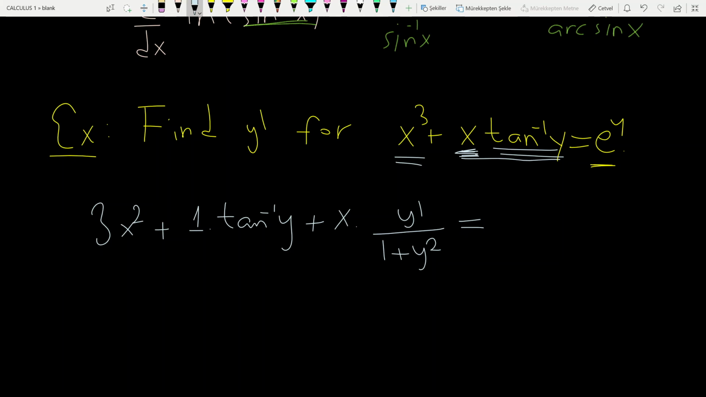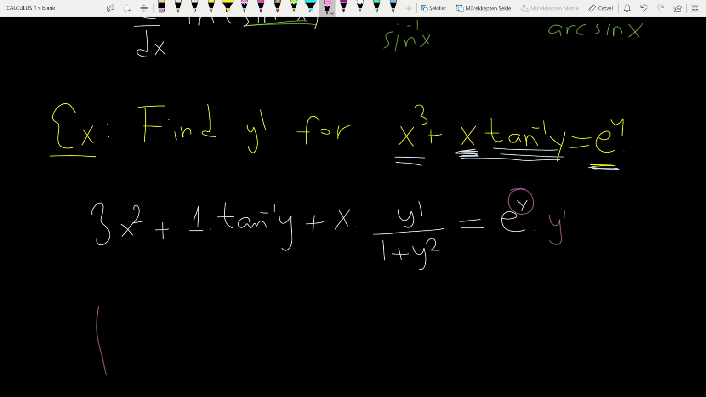Equals derivative of right hand side. Derivative of exponential function is the function itself times derivative of power. Derivative of y, of course, is not 1. Derivative of y is equal to y prime, since y is a function of x. So times y prime. The second step is to combine all expressions in the parentheses of y prime and then make y prime alone.